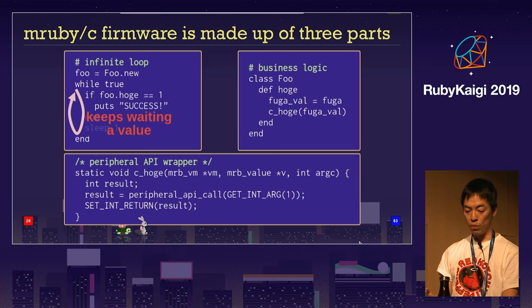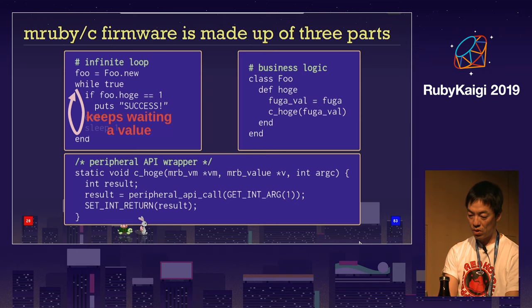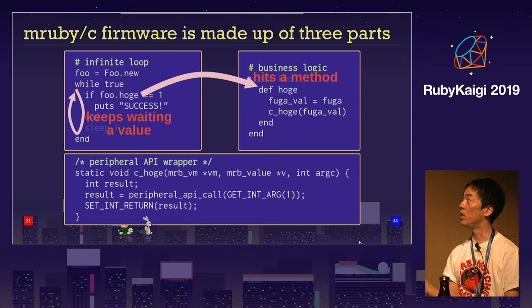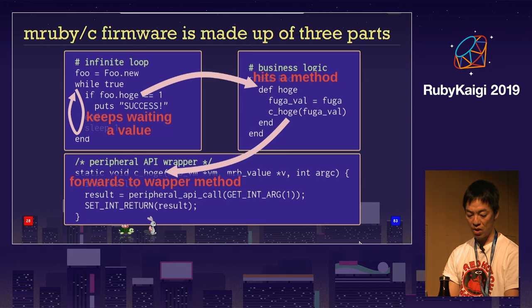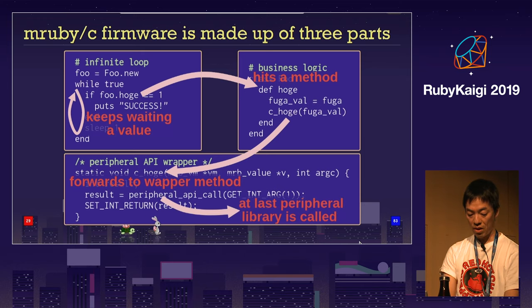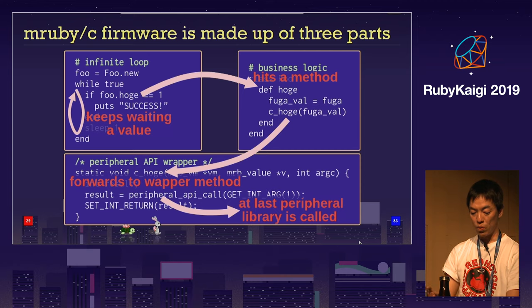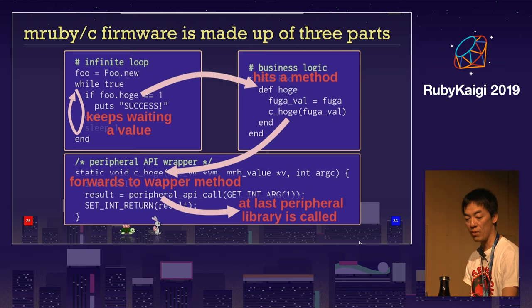An infinite loop keeps watching values like sensors, switches, or BLE, or Wi-Fi, and so on. To do so, the infinite loop will hit business logic. Then business logic calls the C function in order. At last, the C function works as a wrapper for the peripheral library.